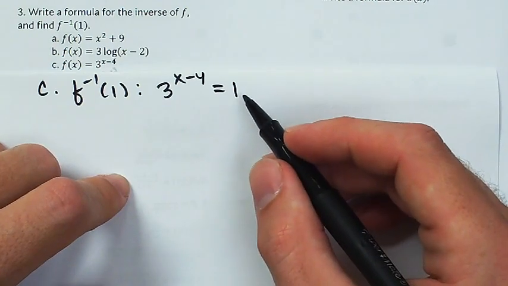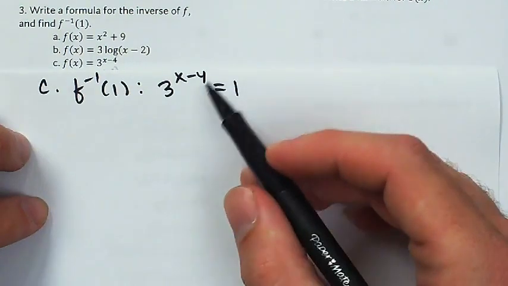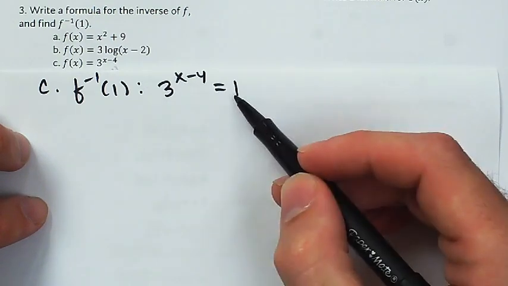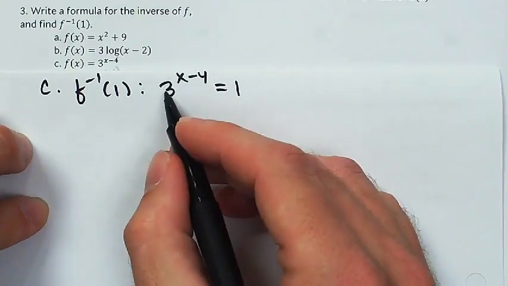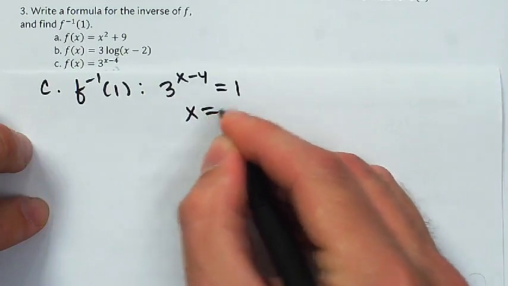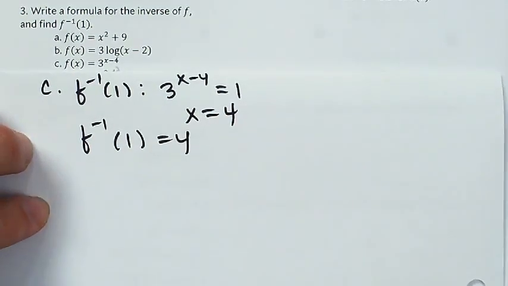Well, the log of 1 with any base is going to be 0 because any number to the 0 is 1. But I think the easier way to solve this one is just look at it with our eyes. 3 to the what power equals 1? That's going to be 3 to the 0 power. So since 3 to the x minus 4 needs to equal 3 to the 0, I know that x is going to equal 4. And so I'll say f inverse of 1 equals 4.